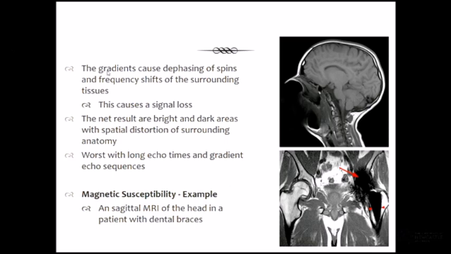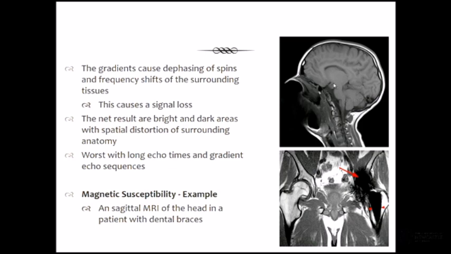So here's an example of just some of those susceptibility artefacts. The gradients cause dephasing of spins and frequency shifts in the surrounding tissues, and this can cause signal loss. The net result is bright and dark areas with spatial distortion of surrounding anatomy, and it's worse with long echo times and worse with gradient echo sequences, because we don't have that 180-degree pulse to help recover those T2 star effects. So here we just see an example.